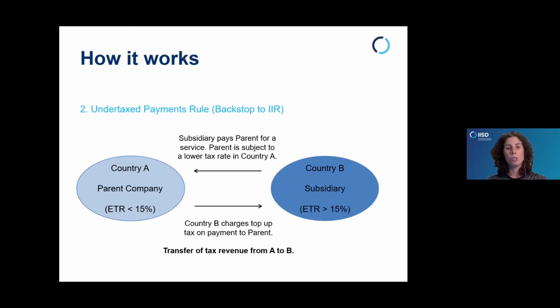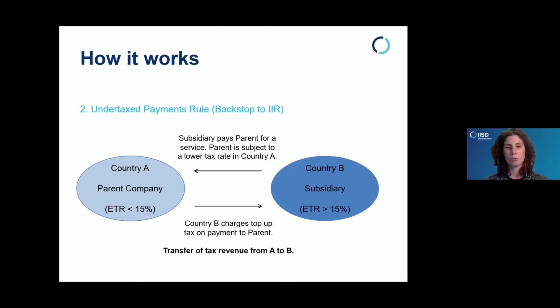Overall, priority is given to the first rule that I showed in the previous example, the income inclusion rule, which allows the residence country where the parent is located to tax undertaxed profits. The host country measures, like this second example, the undertaxed payments rule, would only be a fallback.